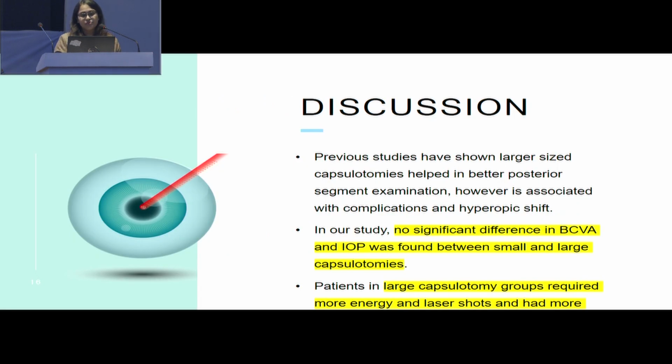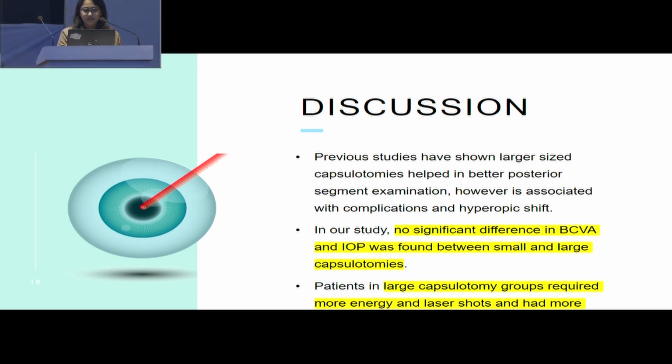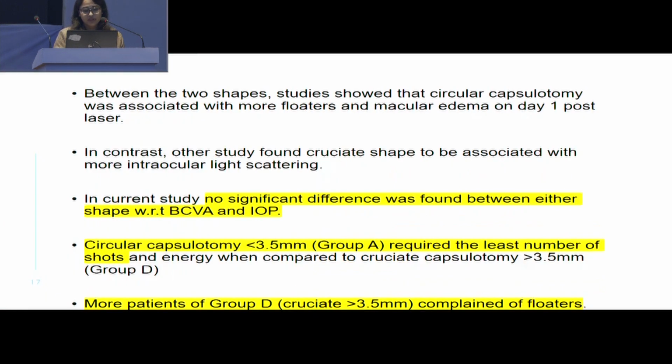Previous studies have shown that a larger size capsulotomy helped in better posterior segment examination, however, it is associated with complications and hyperopic shift. In our study, we did not find any significant difference in BCVA and IOP between the small and large capsulotomies. However, patients in the large capsulotomy groups required more energy and laser shots and had more floaters. Between the two shapes, studies showed that circular capsulotomy was associated with more floaters and macular edema on day 1. In contrast, other studies found that cruciate shape was associated with more intraocular light scattering.